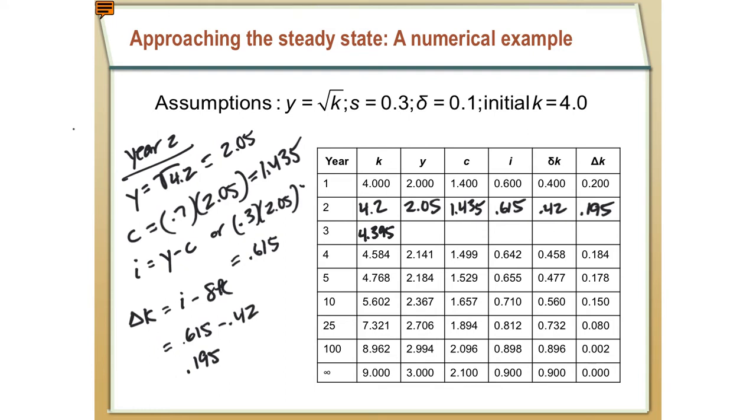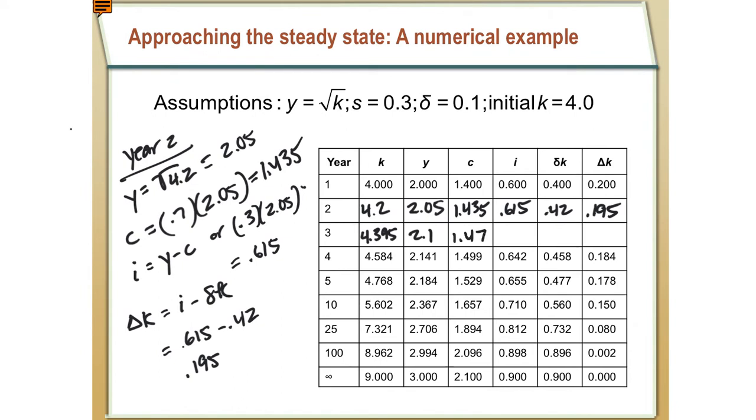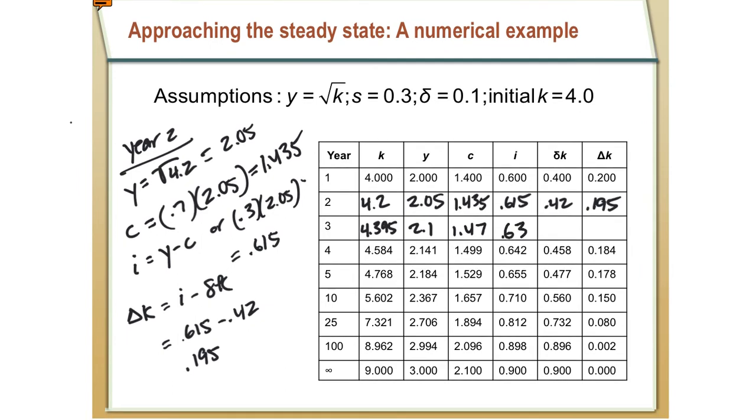And in similar fashion, we can do the square root of K to get our output, and that turns out to be about 2.1. Consumption turns out to be about 1.47, which is just 70% of 2.1. 30% of 2.1 is 0.63. Our delta K turns out to be 0.4395, and the difference between 0.63 and 0.4395 is 0.1905.